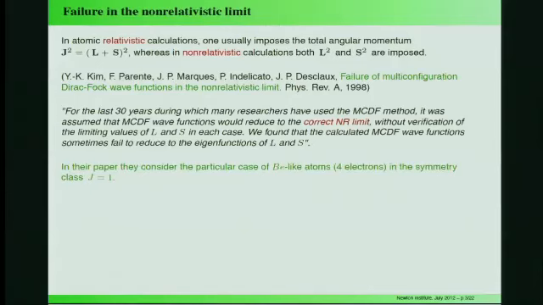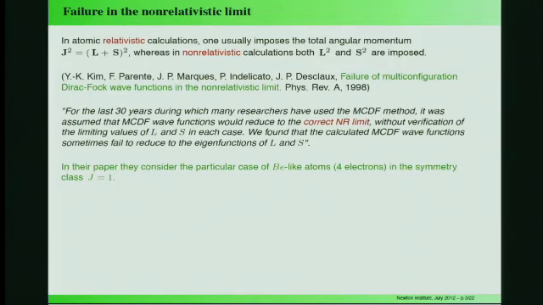And so what they say is that for many years they've been using this MCDF method, and it was assumed by everybody that the wave functions obtained or computed by using this method reduced to the correct non-relativistic limit, without verification of the limiting values of L and S, which is spin and angular momentum. And recently we found that the calculated MCDF wave functions sometimes fail to reduce to the eigenfunctions of L and S.